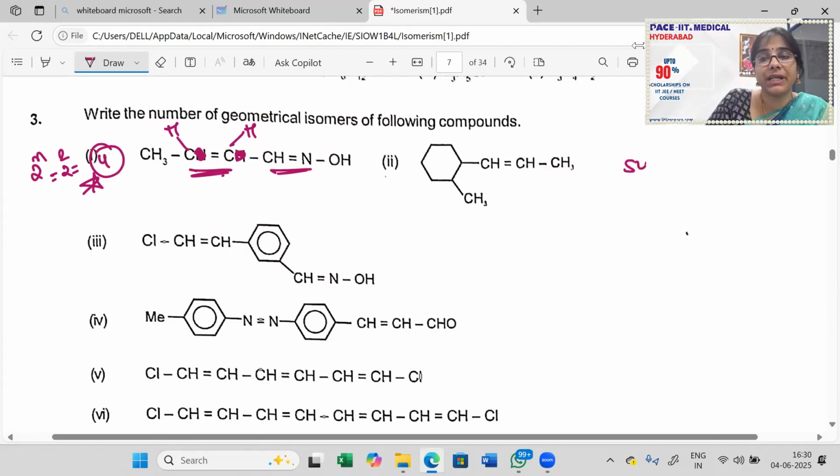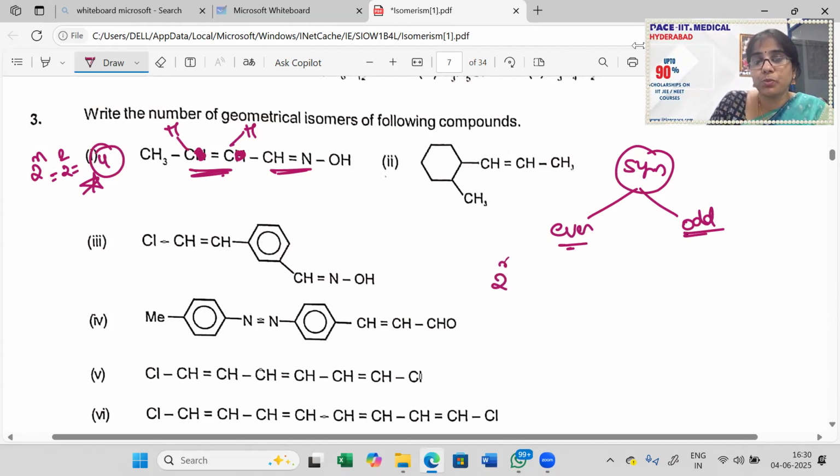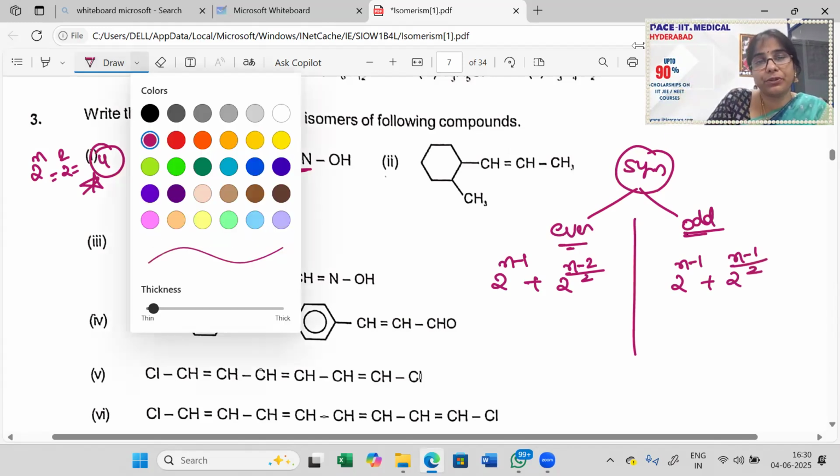If it is symmetric, then you will have either an even number or an odd number of stereo centers. If it is even, the number is 2 power n minus 1 plus 2 power n by 2 minus 1. If it is odd, 2 power n minus 1 plus 2 power n minus 1 by 2. That's it. You will be done with your answers. So option 2, check your option 2 there.